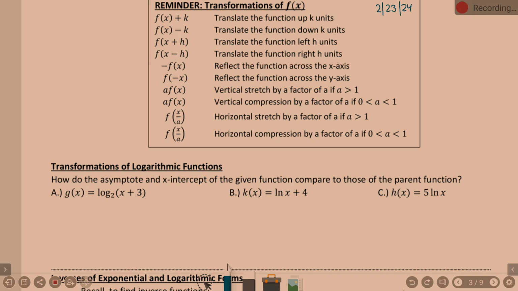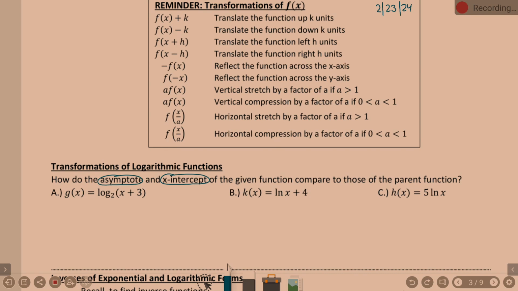So when we talk about the parent function being either log of x or ln of x, natural log of x, okay? It could be any base, but the parent function is that log of x function. What do these other pieces do? So let's start off talking about what transformation do we see, and then after we talk about the transformation, we'll talk about, okay, is my asymptote going to change? Is my x-intercept going to change?